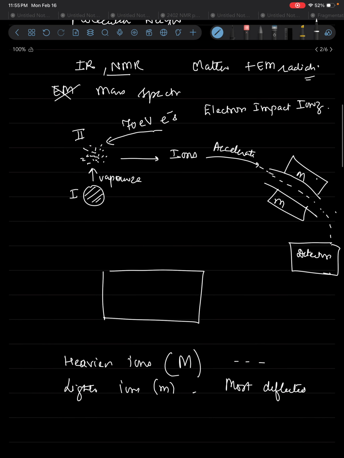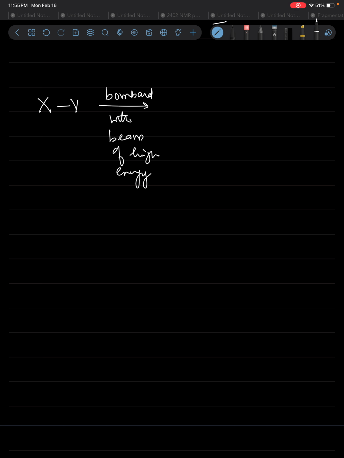Now we'll see how the things happen. Suppose I have a molecule XY, right? It is vaporized, and then I bombard it with a beam of high energy electrons, like high kinetic energy, right? Then that would knock off one of the electrons from the bond between X and Y. And what I would get is a species which is called a radical cation, right? So this is called a radical cation, and the electron is knocked off.